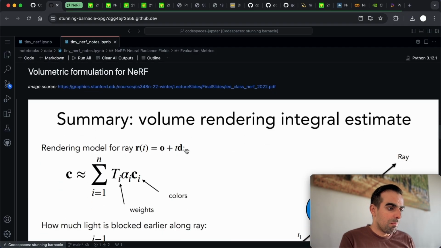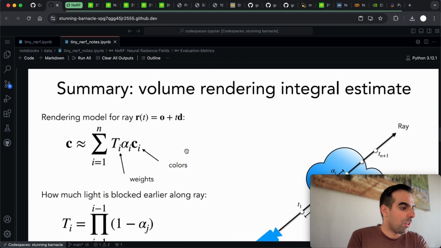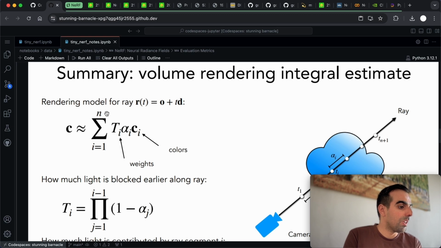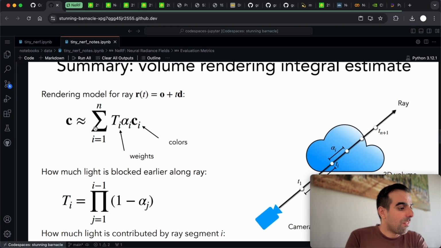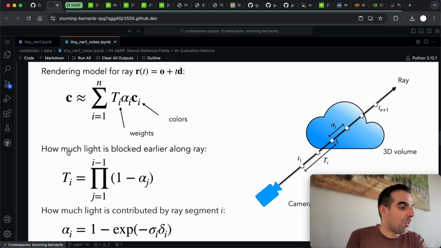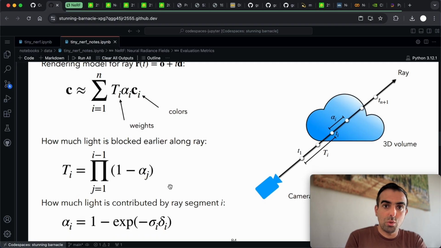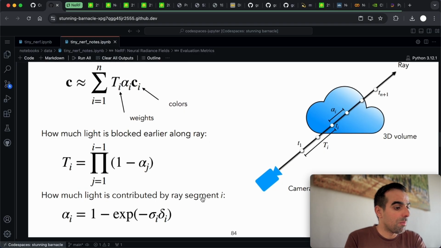NeRF is based on the volume rendering equations. So for rendering a model, you're shooting a ray. This is the origin, this is the direction, and t is the sample. The final color of a pixel is basically dependent on the weights of the 3D points sampled along the ray and their colors. So how much light is blocked earlier along the ray? This shows the contribution for each 3D point along the ray, and how much light is contributed by the ray segment i.